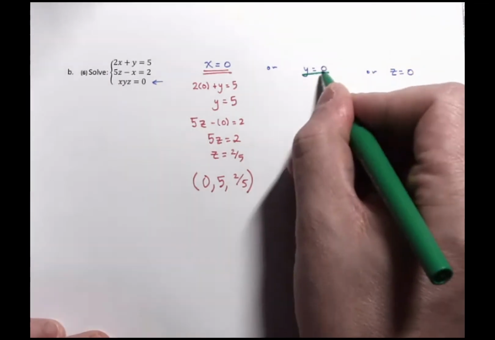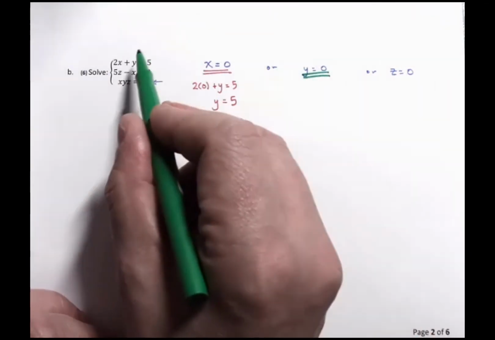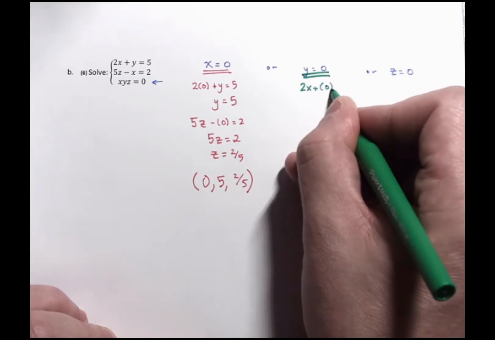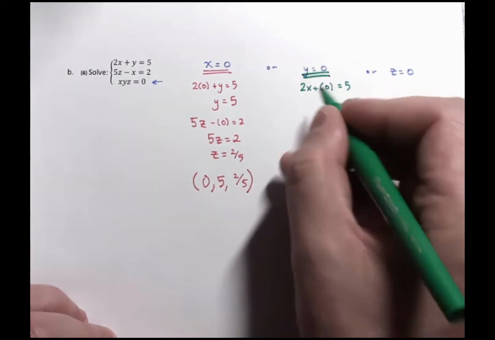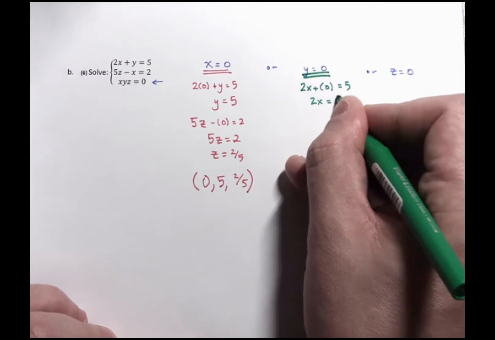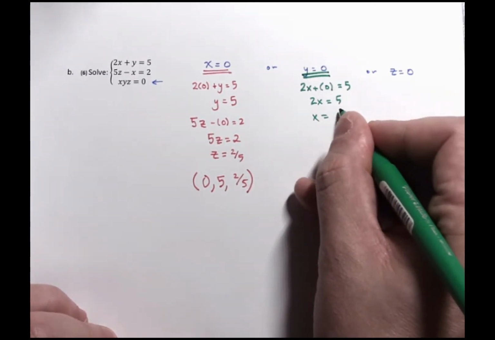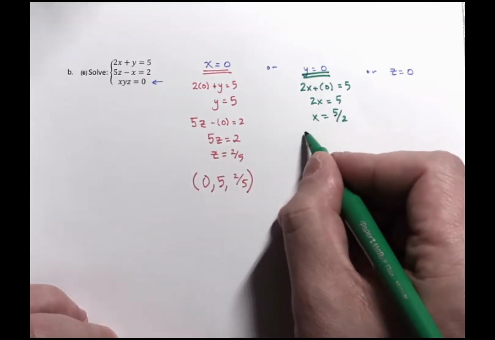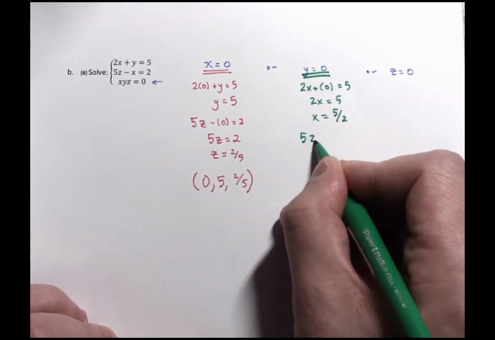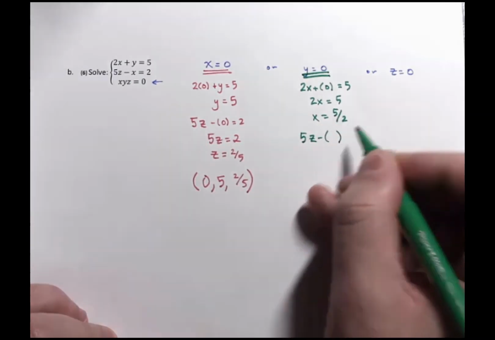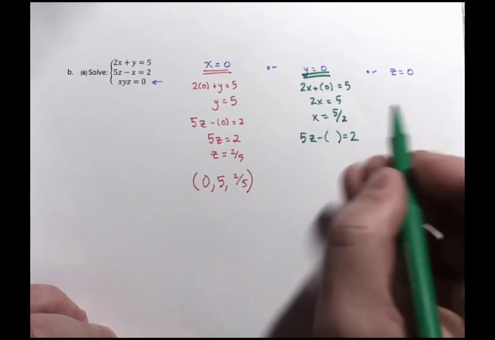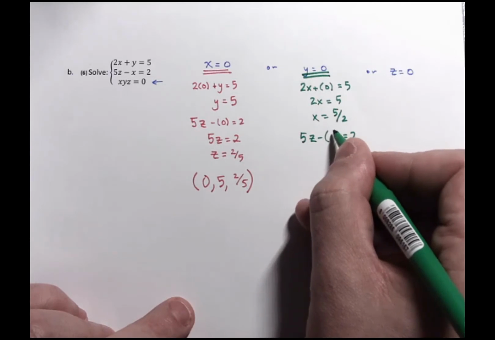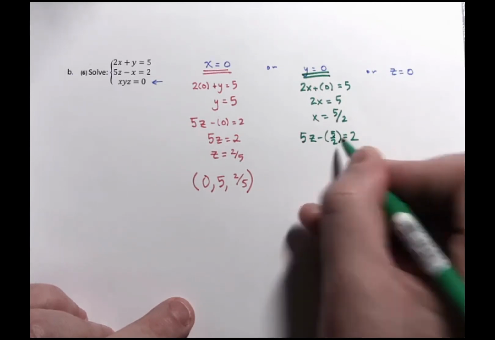Next, let's do the y equals 0 case. If y were equal to 0, then substituting into the top equation, 2x plus y equals 5, so 2x would be equal to 5, and x would be equal to 5/2. And then in the second equation, 5z minus x would be equal to 2.